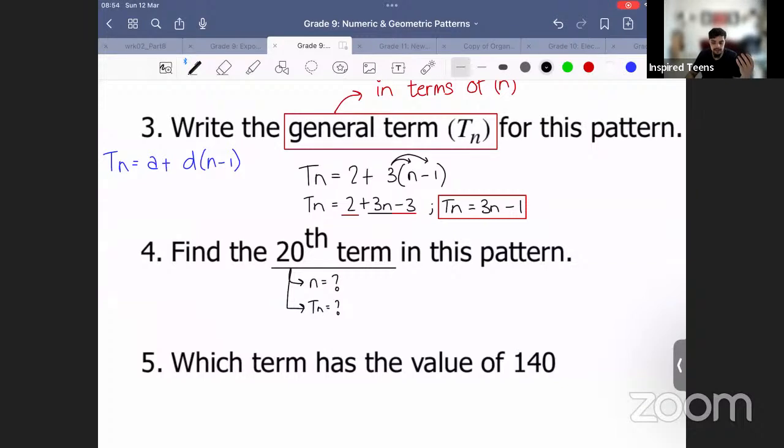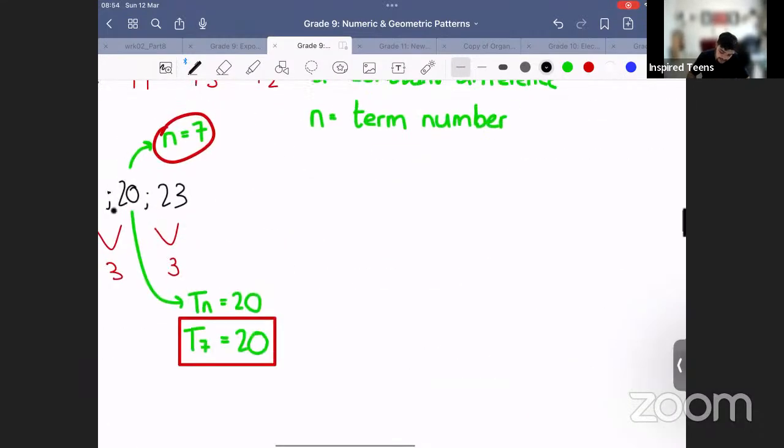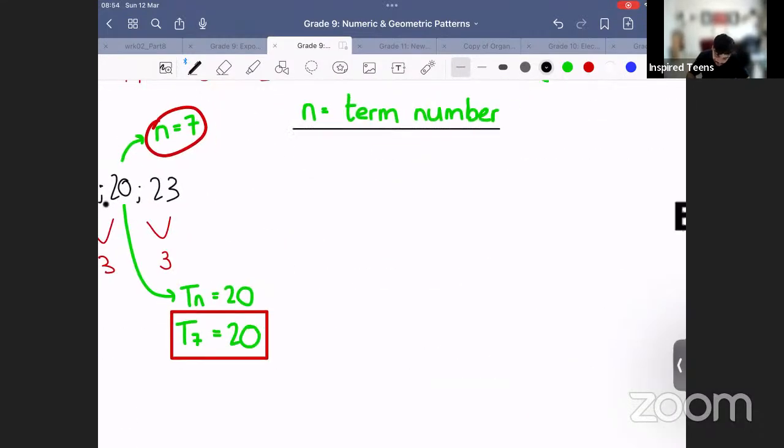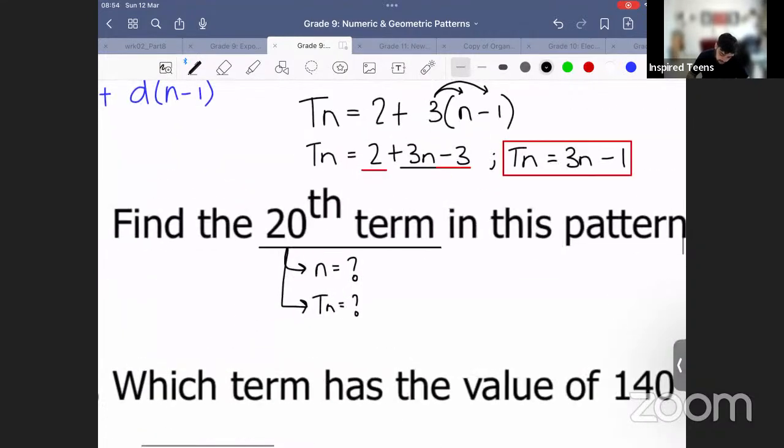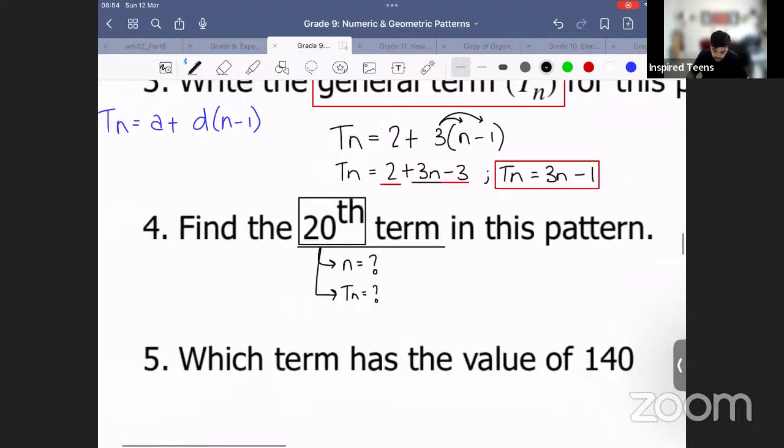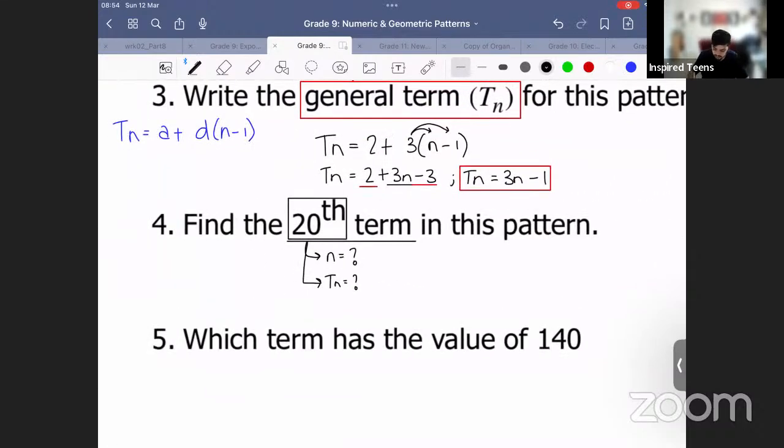I don't know if this is a monkey see, monkey do situation, but it is not tn. Remember, guys, what is n? N is the term number. So aren't they talking about the term number here? The 20th term. They're not telling us the value of 140. Or even if they're not telling us that, well done.